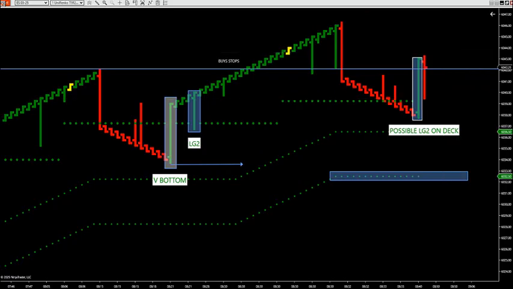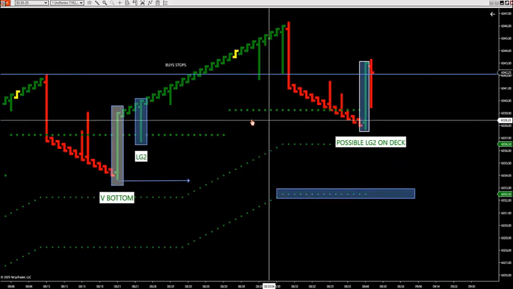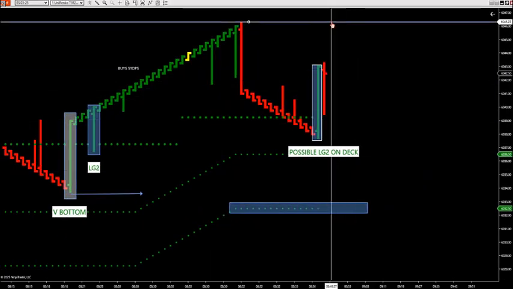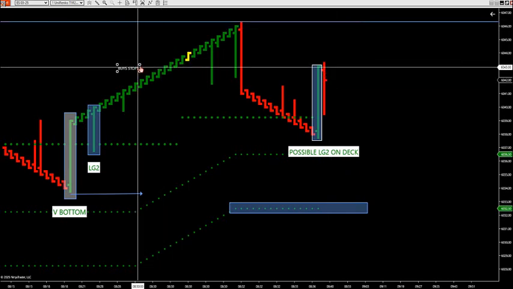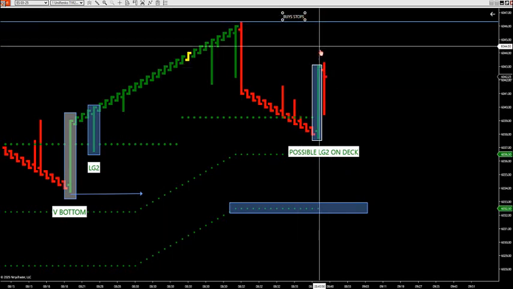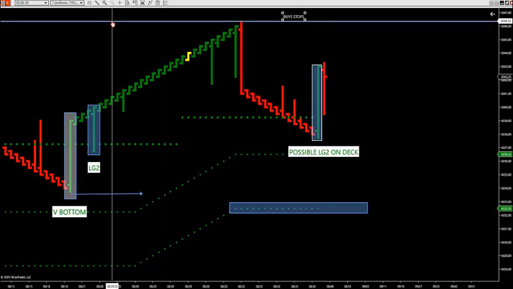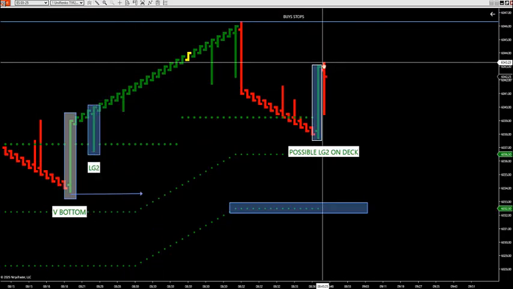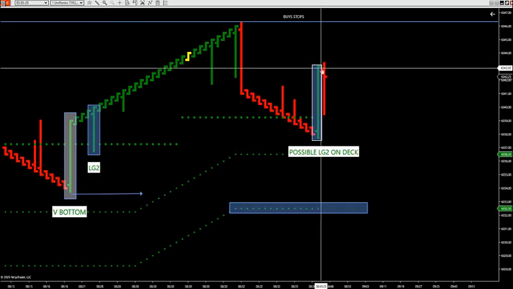Here's the second one that's on deck. We do have a distortion in price. Right now, we have a distortion in price. So where are the buy stops? Buy stops are going to be above here now. Here's a distortion in price. The LG2 will go long if it closes above 43.25.